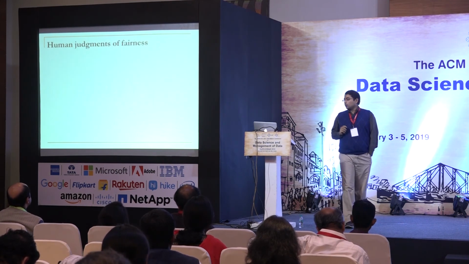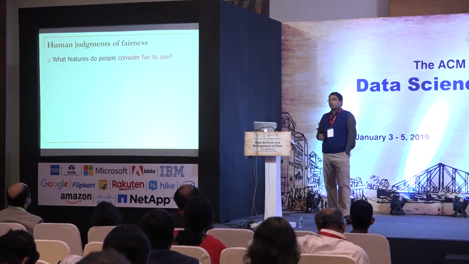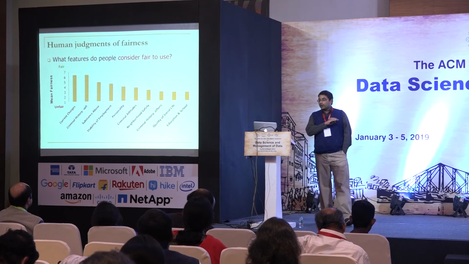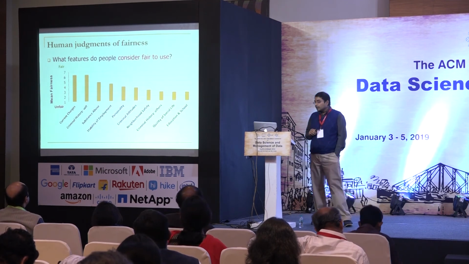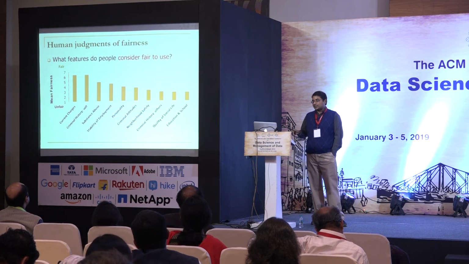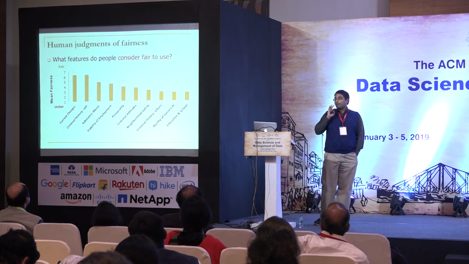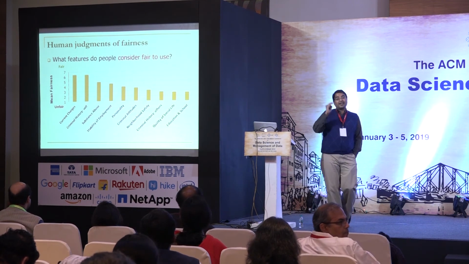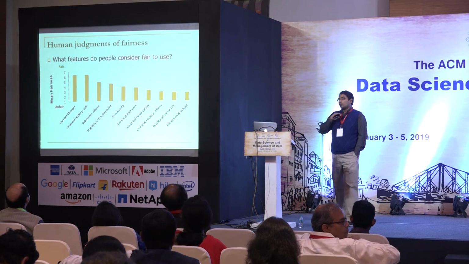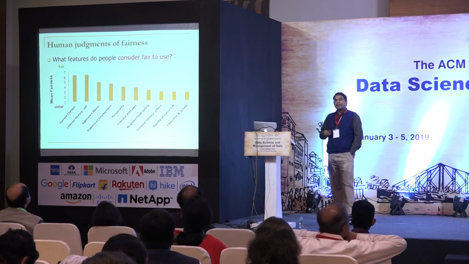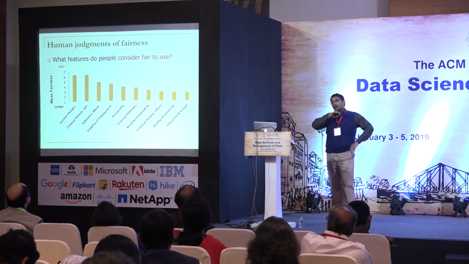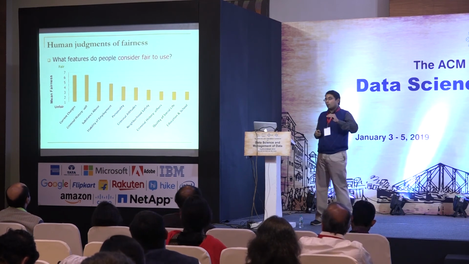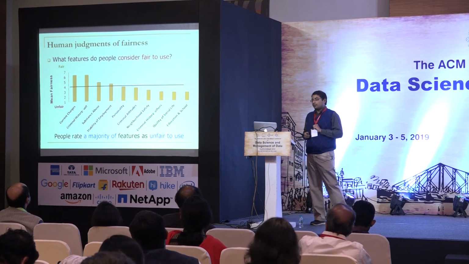So let's start with the first one, which is human judgment of fairness. What features do people consider fair to use in our survey? Here are the 10 different topics along the x-axis. And along the y-axis, the mean fairness of the responses of the people, on a Likert scale of 1 to 7. The number 4 means that people are not sure whether it is fair or unfair. 7 means that they think the usage of the feature is fair. 1 means that they consider it unfair.